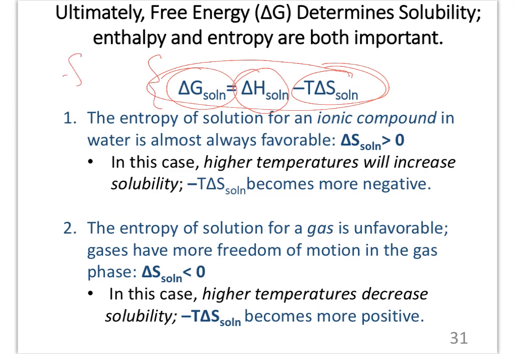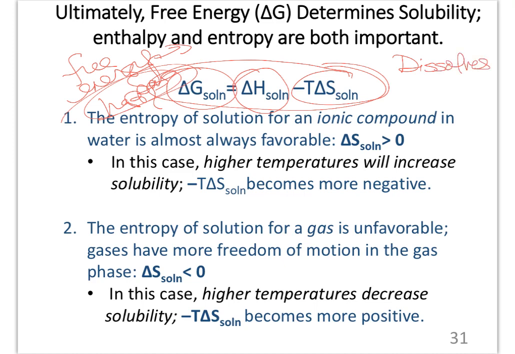Now remember, free energy tells us if something is spontaneous. What does it mean to be spontaneous? It simply means it happens. So, if something dissolves, it happens, and therefore we know that delta G has to be negative. So if you are observing something happening, that is a spontaneous process. Otherwise, you wouldn't see it happening.